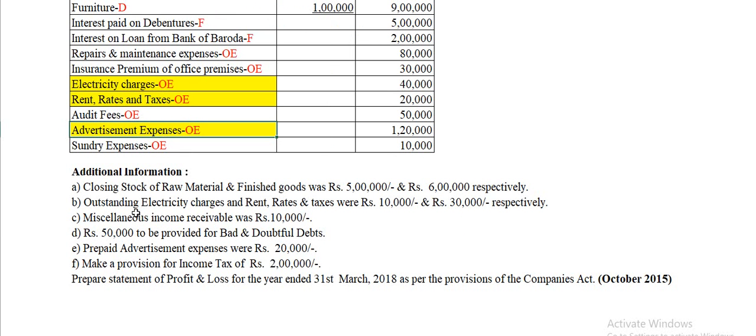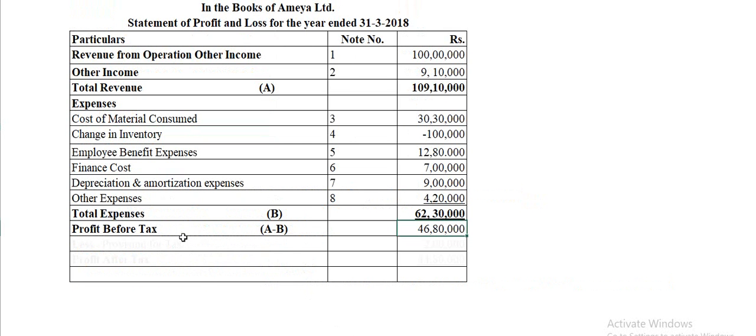Now what we have to do, see the question, I done everything, only one adjustment is left. See, closing stock we did, outstanding we did, miscellaneous we did, bad debts we did, then prepaid advertising, only the income tax is left. So what we have to do now, there is no notes now because there is no calculation. We have to directly deduct this provision for tax from the profit before tax, and this is 2 lakh, and the value will come is known as profit after tax, and the value is 44,80,000. So this is your final value, and this is your final answer.